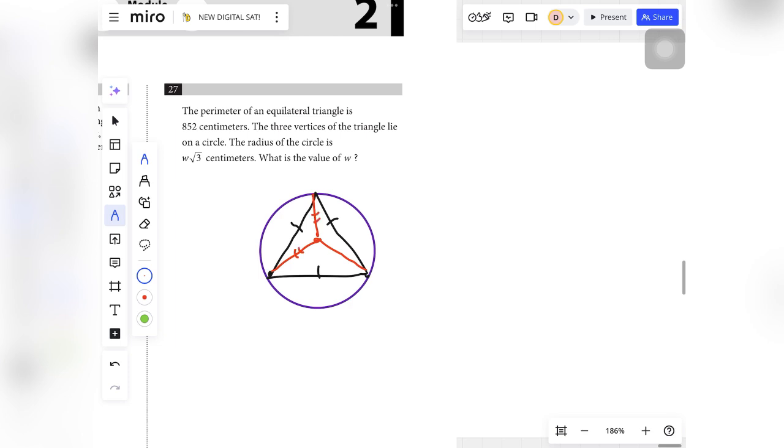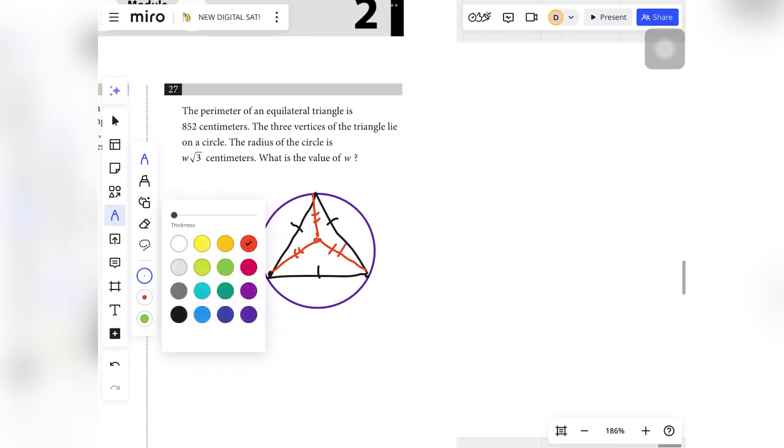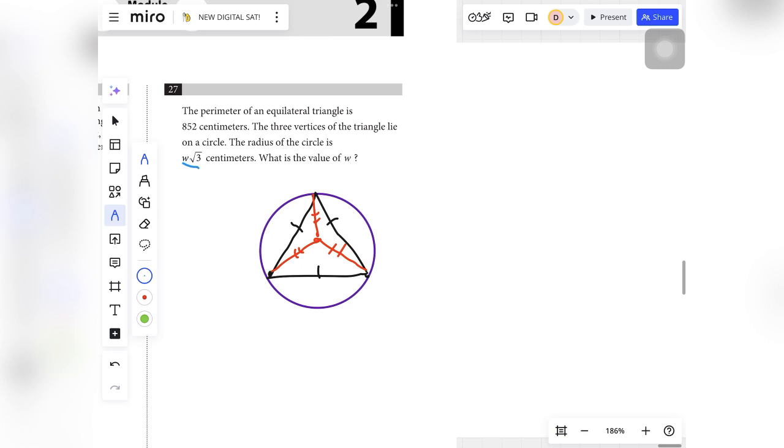Now, instead of one equilateral triangle, I have three isosceles triangles. They're isosceles because that is how radii work. Radii are always equal. Now, I'm going to make something really cool here. I'm going to create a right triangle. And what is that right triangle going to be?